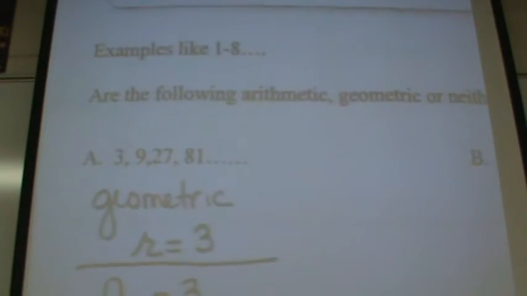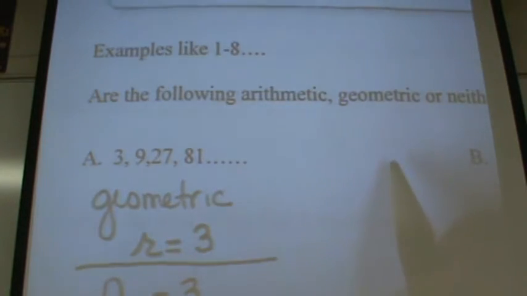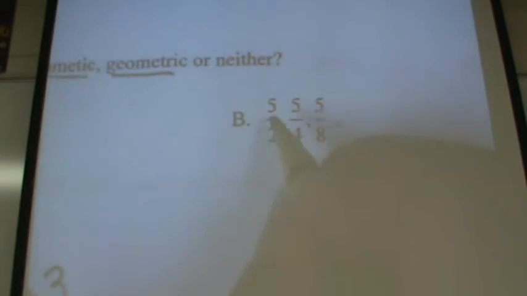Oh, see, so really quick. How about B? They just want to know, like your homework for 1.6 in 1 through 8, can you pick out if it's this, this, and if it's not one of these, it's neither. So what would you say B is? Geometric. Because to go from 5/2 to 5/4, you're multiplying it by what? 1/2.